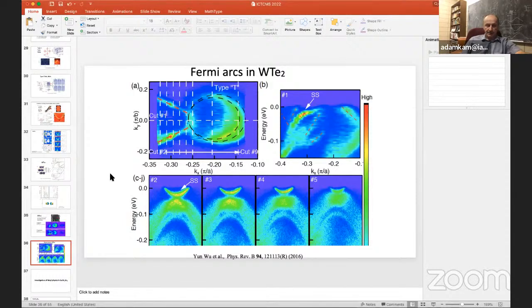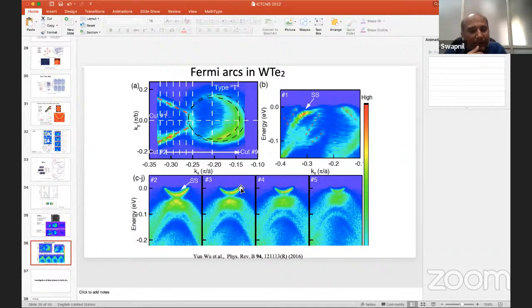Experimentally, we have two ways of saying it. We can look at the sharpness. Compared to bulk bands, which are hugely broad, these are extremely sharp. We can also verify with the photon energy dependence that there's no kz dispersion for those.